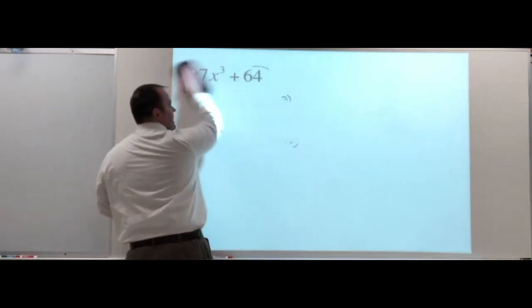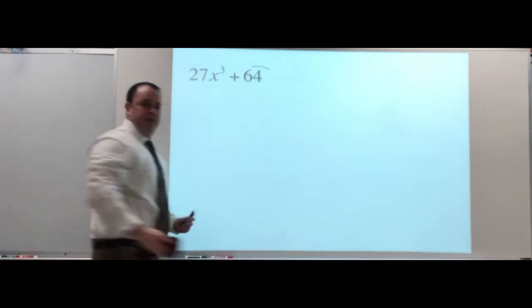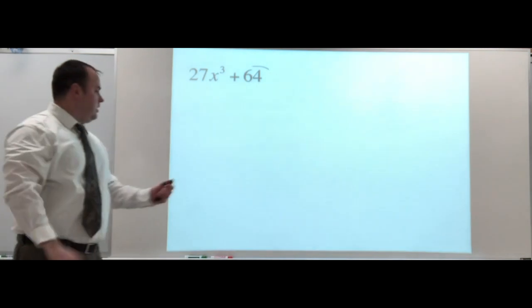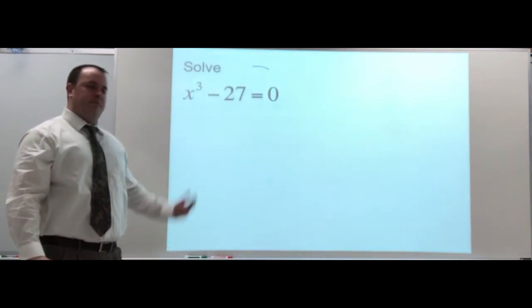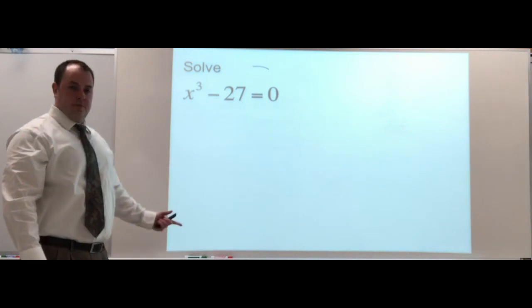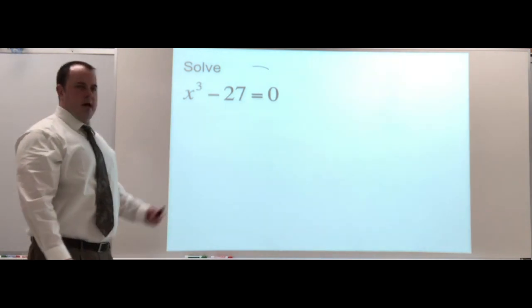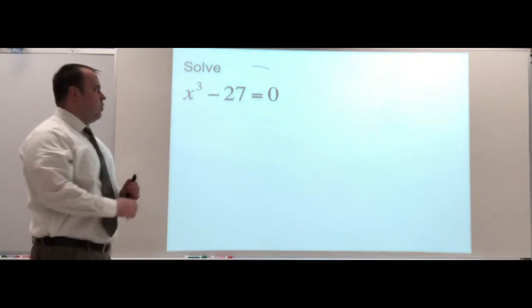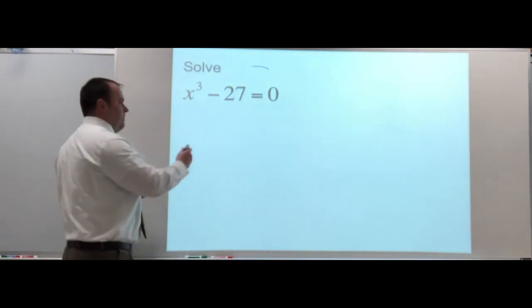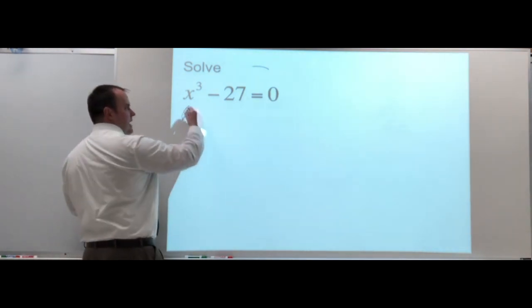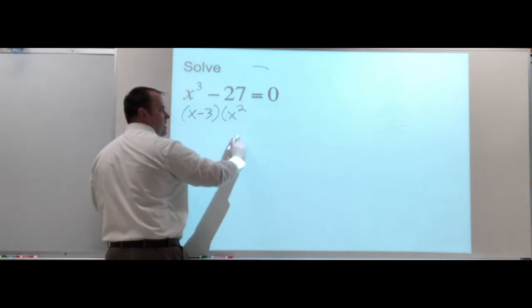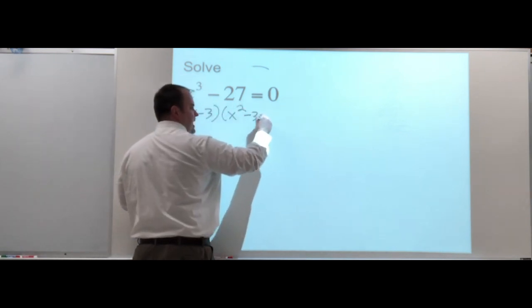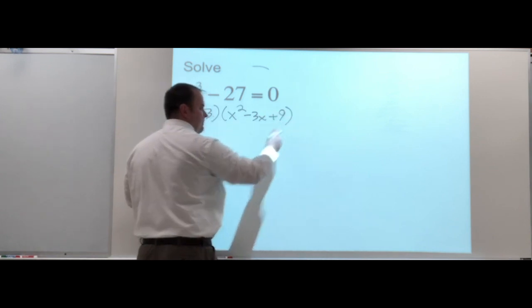Using that new method, now we can solve some cube problems. So here's one that we looked at before, but now I'm going to ask you to solve. Both of those two things I just showed were just factoring. Now we're going to actually have to solve these. So we already factored this once. When we factored it before, it was x minus 3, x squared plus 3x plus 9.